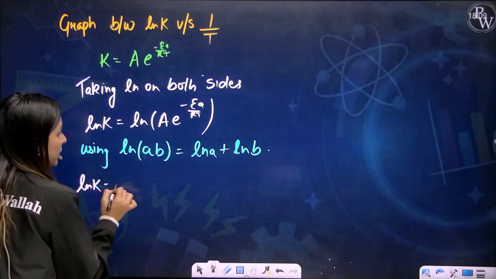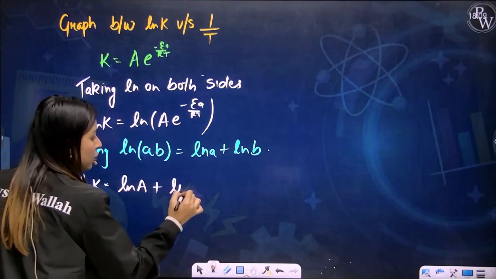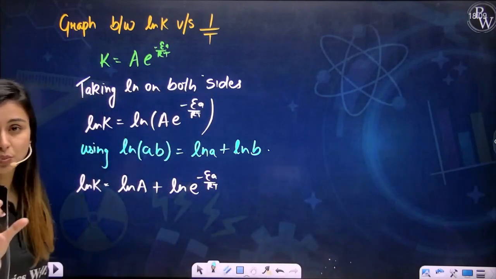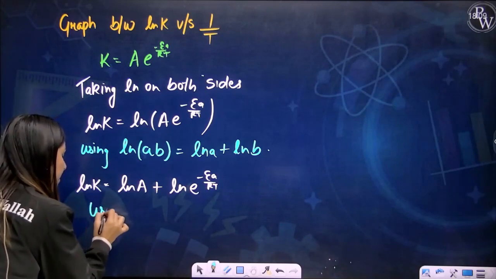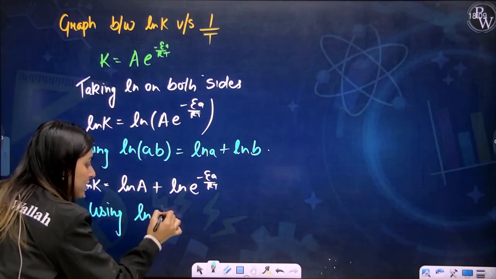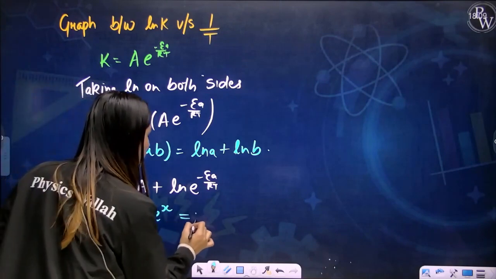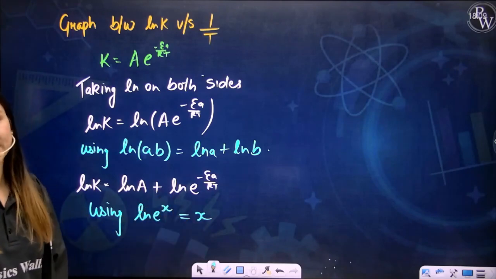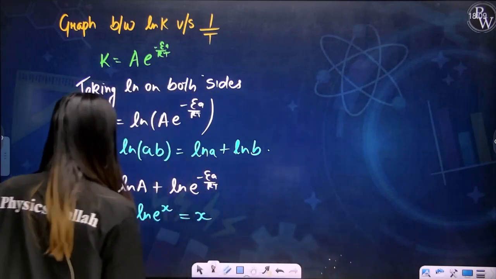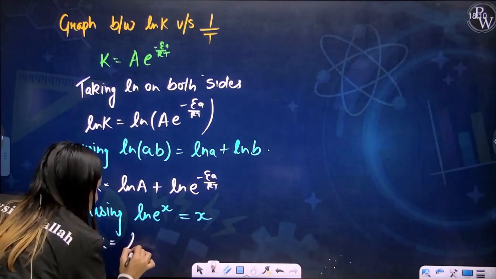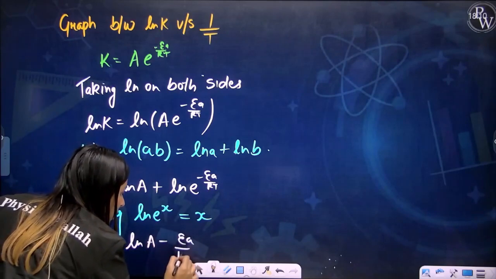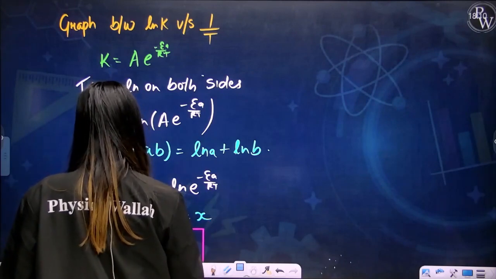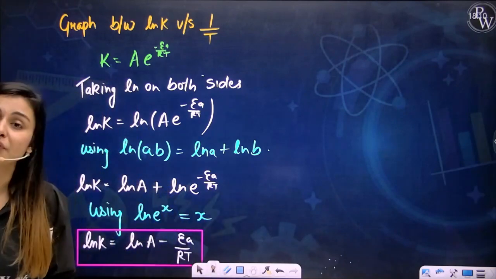ln of K will be equal to ln of A plus ln of e raised to the power minus EA by RT. Now, my dear students, you need to understand this property of log: whenever you have ln of e raised to the power x, you get the value equal to x. So now I'll be using this. I can say that ln of K is equal to ln of A minus EA by RT. This is a very important expression for us because now we'll be plotting a graph using it.